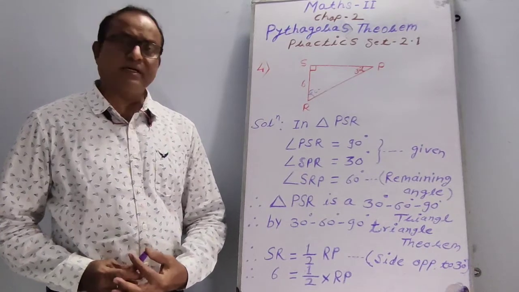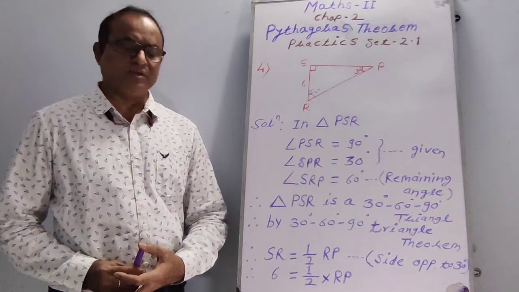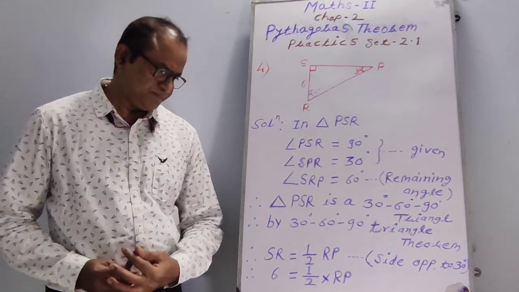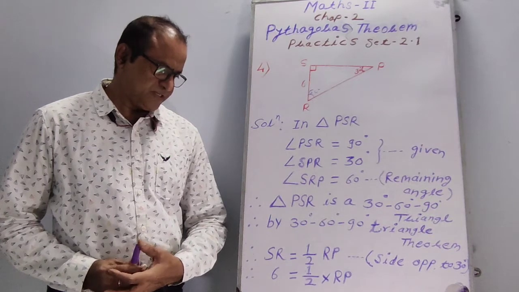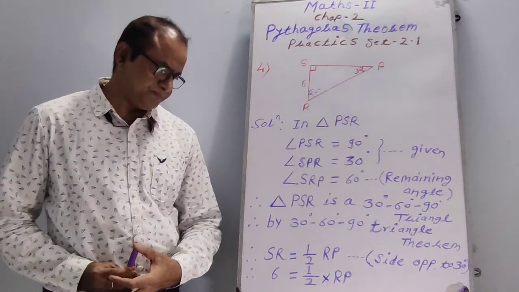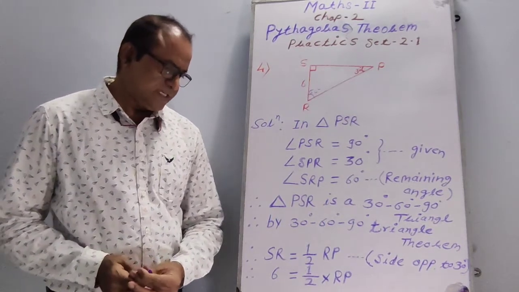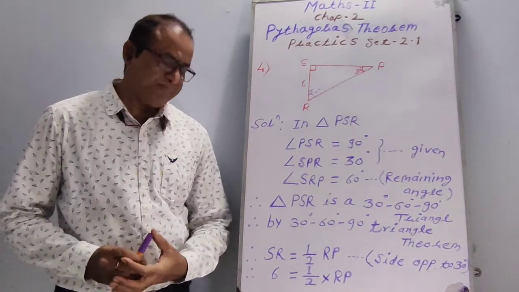Practice set 2.1, example number 4. I am reading example number 4. You just listen to it carefully. See figure, find RP and PS using the information given in triangle PSR. In this example, we have to find RP and PS.